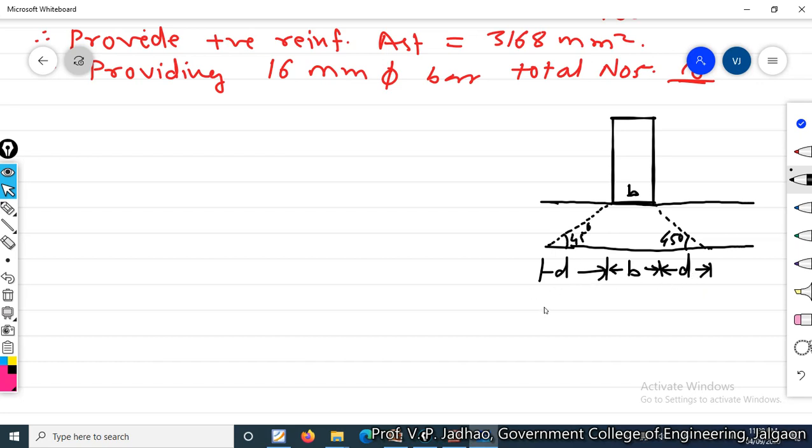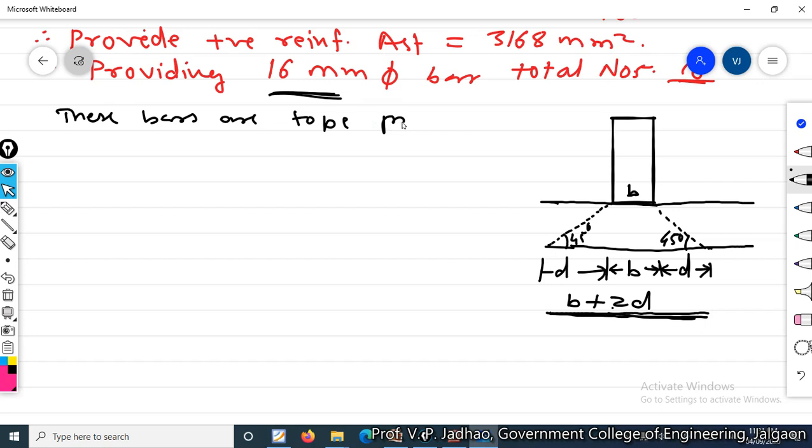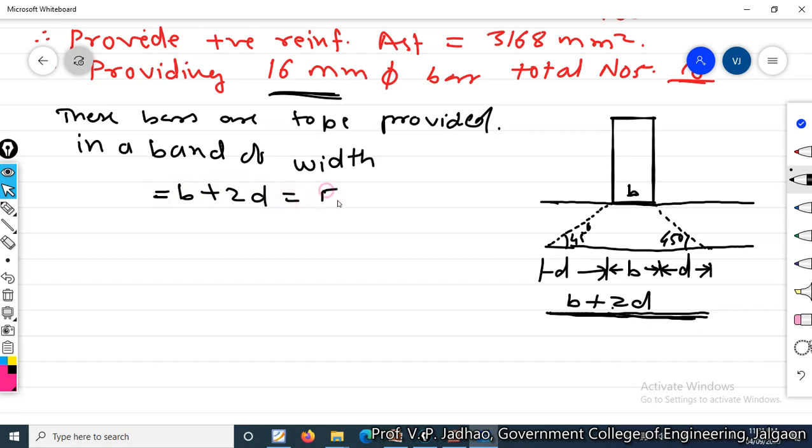So these bottom reinforcements are provided in this particular region. These 16 numbers 5 bars will be provided in this band, having total width equal to B plus twice D. Therefore, these bars are to be provided in a band of width equal to B plus 2D, that is, B is equal to 500 mm plus 2 into depth, 1040 mm.